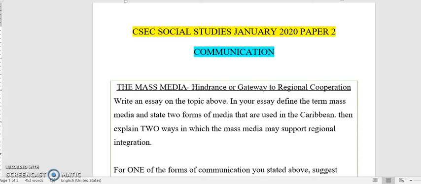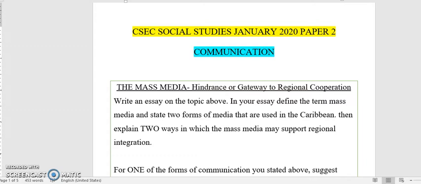Okay, so let me hear those definitions. What is a mass media? Yes, that is correct. Okay, I love that definition. Very good students. All right.